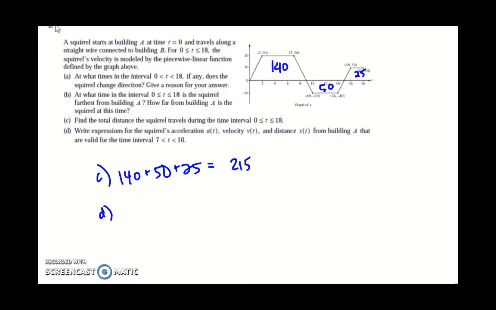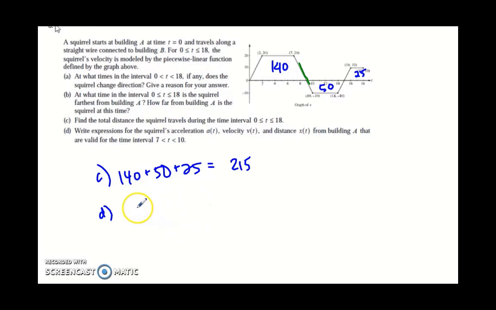And then part D, we'll finish the problem with part D. Write the expressions for the squirrel's acceleration, velocity, and distance that are valid just on the interval from 7 to 10. So I'm going to start with velocity because the velocity curve is this linear function right here.